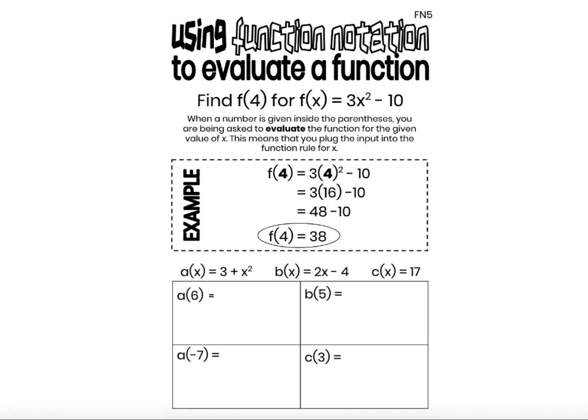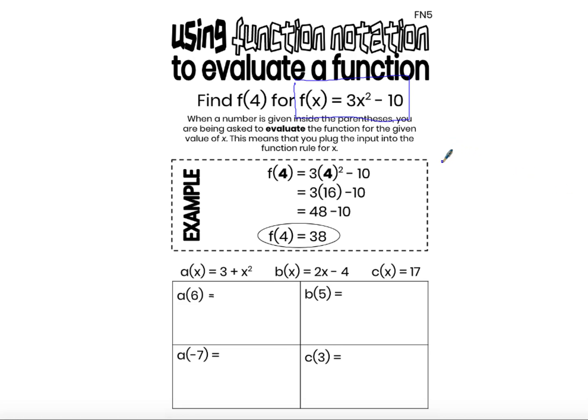When I am using function notation to evaluate a function, I am being given the input x and being asked to find or evaluate the output of the function f of x. And I will do that by plugging in my input x into the function rule. For example, here I have my function rule, f of x equals 3x squared minus 10.